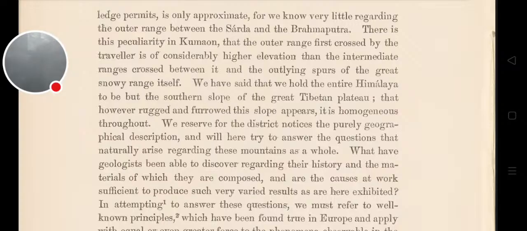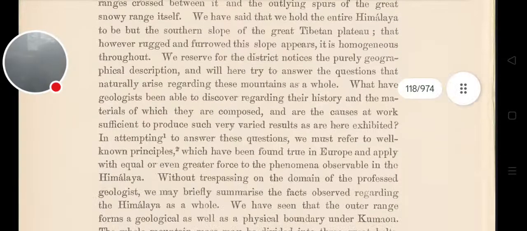There is this peculiarity in Kumaon that the outer range first crossed by the traveler is of considerably higher elevation than the intermediate ranges crossed between it and the outlying spurs of the Great Snowy Range itself. We have said that we hold the entire Himalaya to be but the southern slope of the Great Tibetan Plateau. That, however rugged and furrowed this slope appears, it is homogeneous throughout. We reserve for the district notices the purely geographical description and will here try to answer the questions that naturally arise regarding these mountains as a whole.